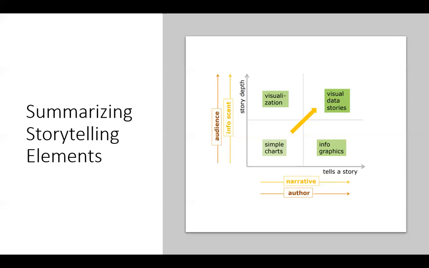So summarizing what the four elements are, what you need to understand is that the goal is to basically move from simple charts to visual data stories, which would improve both the narrative as well as the focus on the audience, right? And if you are at any one of these junctions, then you've got to move towards visual data stories. That's where the aim is.